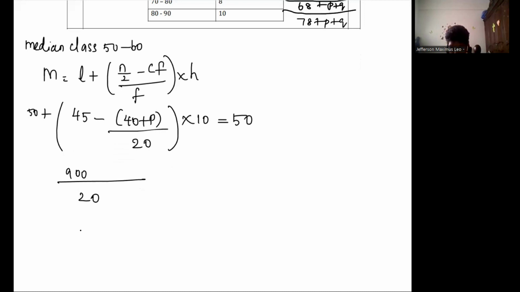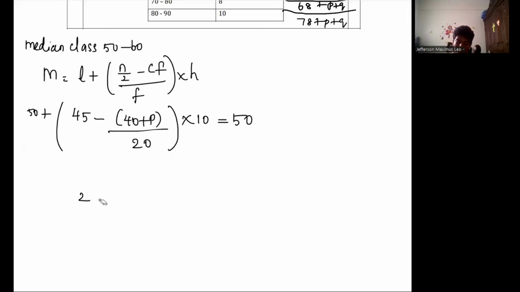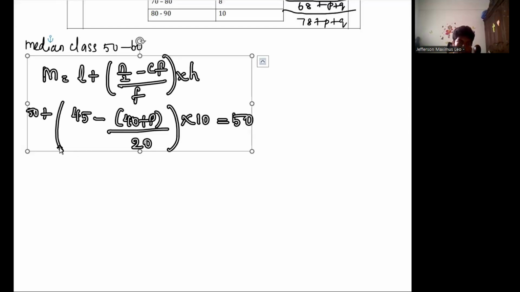Wrong, I put the bracket incorrectly. You did a right mistake. First I take the 50 across. M is equal to L plus N by 2, which is correct. I put the bracket wrong. This is N by 2.